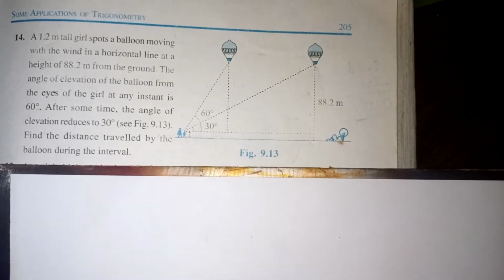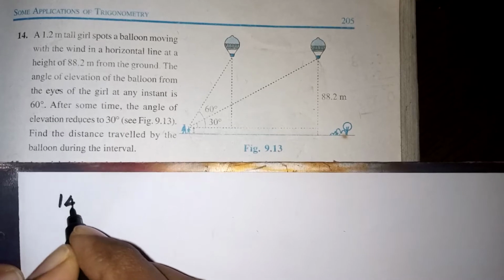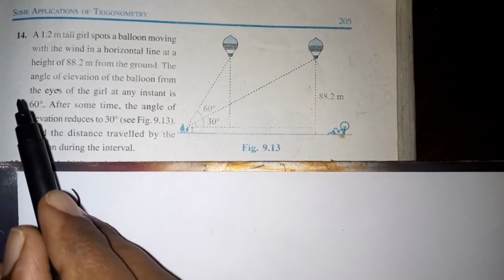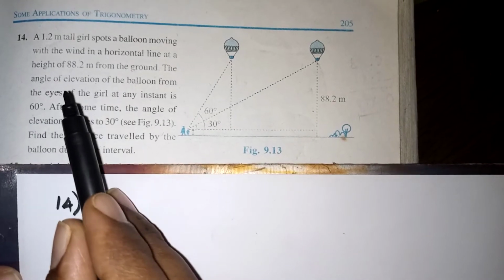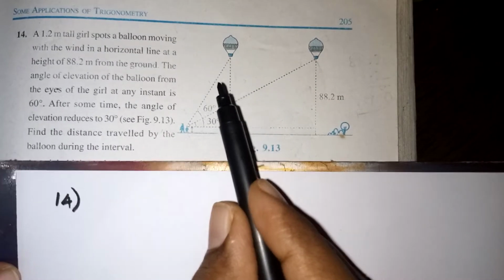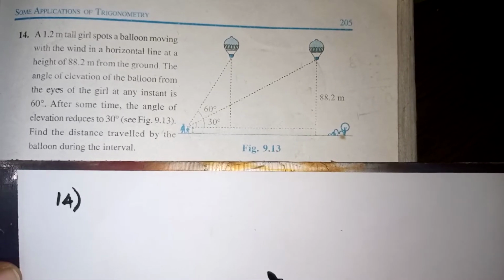Hi students, in this video we are going to learn exercise number 9.1, question number 14. Our question is, a 1.2 meter tall girl spots a balloon moving with the wind in a horizontal line. This diagram is also given, so let me draw it once again for better understanding.